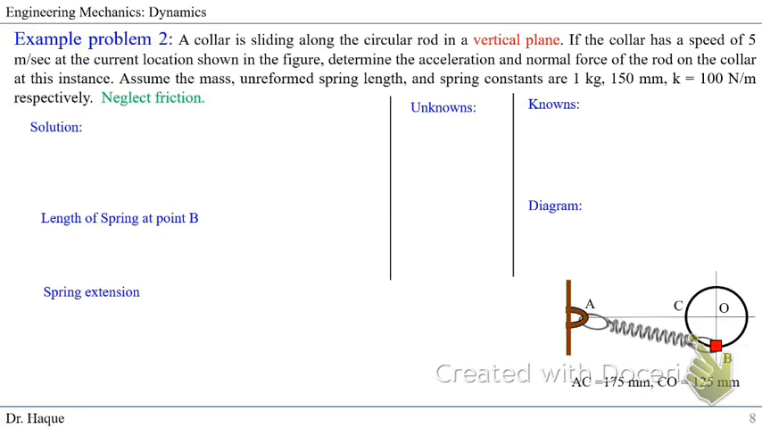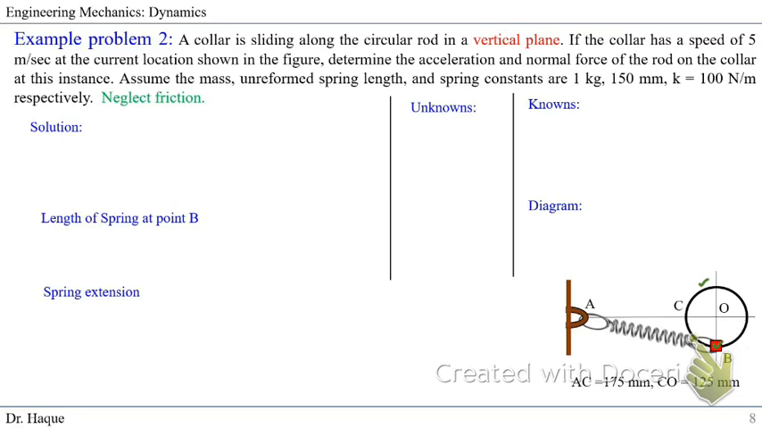So the problem says a collar. In the picture, the red box with the dark border is the collar, which is sliding along the circular rod. The black circle you can see in the picture is the circular rod, and the collar is rotating along that circle. Now the problem says the circular rod is in a vertical plane, so there is no inclined plane, it's just on a vertical plane, for example the XY plane.